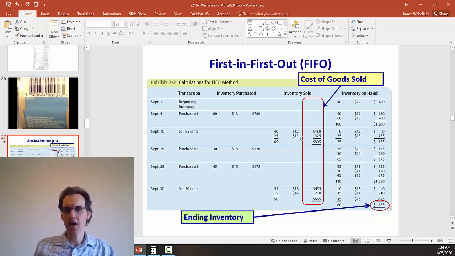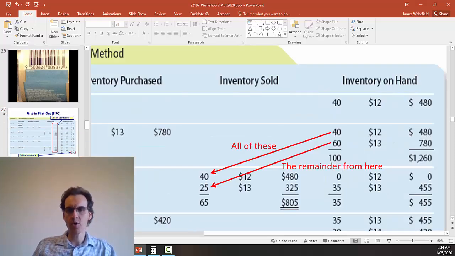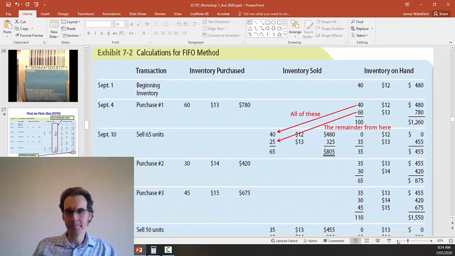So 25 times 13 gives us $325 of inventory sold, plus the first lot, which is $480 worth, which was 40 times $12, which means based on the first in, first out method, our cost of goods sold here for this particular transaction is $805.